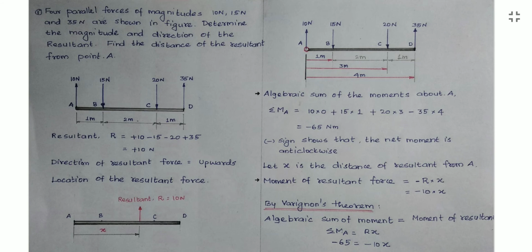Then consider this 35 Newton force. This 35 Newton force is acting downwards. Acting downwards means this will rotate the body in anti-clockwise direction. So I have to put minus. I have to put minus value.